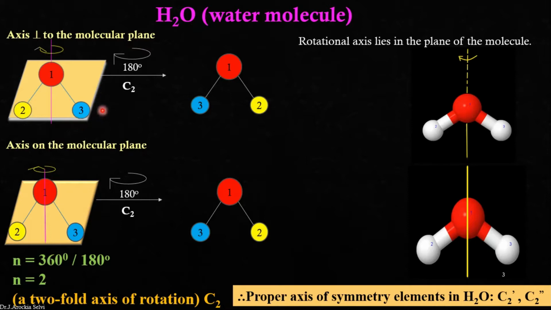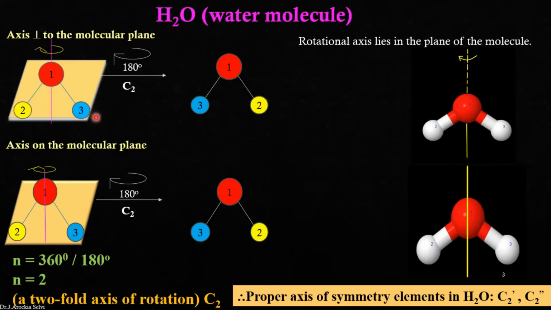We should see through what angle, if it is rotated, we get an indistinguishable configuration. That is, the positions of the hydrogen atoms should be shifted. Here it is 180 degrees. The rotation is done through 180 degrees, and we can see the interchange of the hydrogen atoms. This is an indistinguishable configuration, but not exactly the same as the original one.